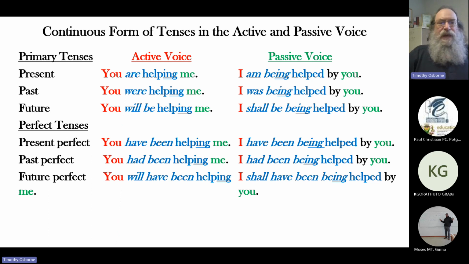In the future tense, active voice, you will be. You notice all the auxiliary verbs piling up here. There's becoming more and more of them. You will be helping me. And in the passive voice, I shall be being helped by you.